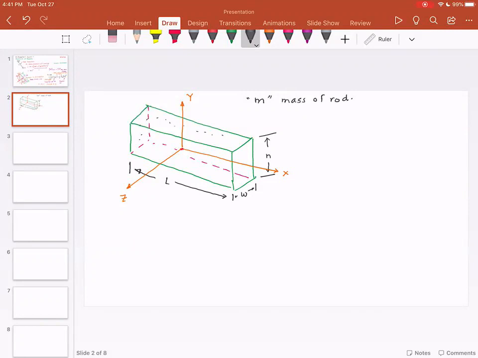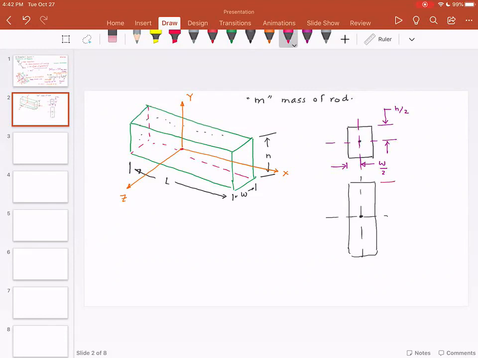And we have found the CG, which is going to be at half of length, half of width, and half of height. If you look at the side view, the CG would be at this location. This distance is going to be W by 2, and this distance is going to be H by 2. If you look at the top view, the CG would be at the location L by 2. So this is where the center of gravity is going to be.